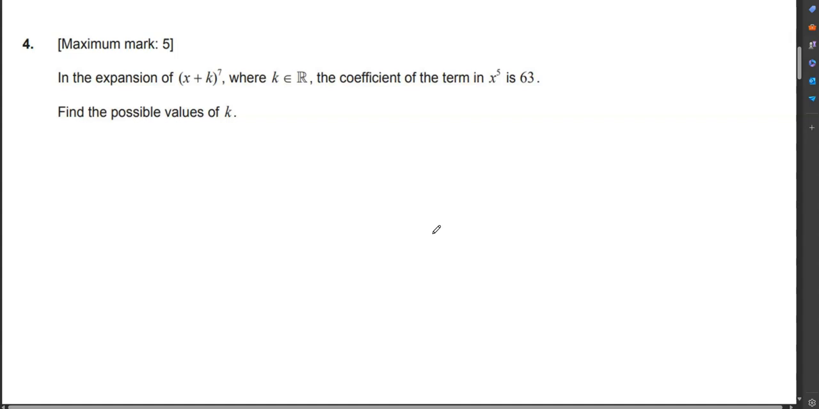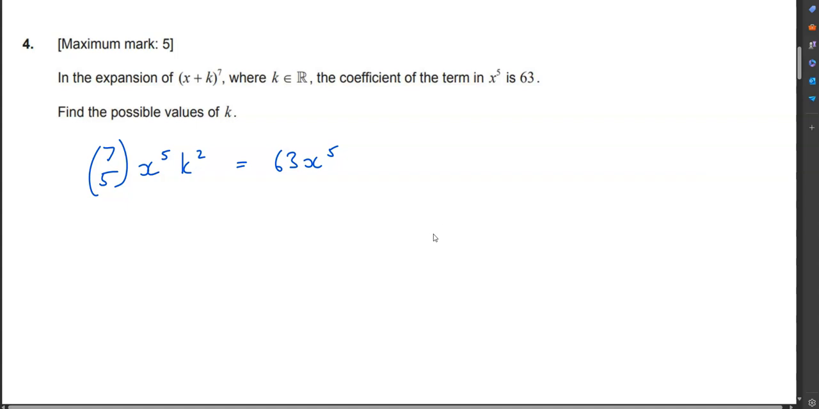Now this question is quite similar, so I suggest you pause, try it yourself. It's completely similar though. Again, we're considering the general term. So we know it's going to be 7 choose something, x to the power of something, and then k to the power of 7 minus something. And we can see that r needs to be 5. We can see that we've got to have 5 here, 5 here, 2 here. Okay? So straight away we can see this equals 63 x to the power of 5.